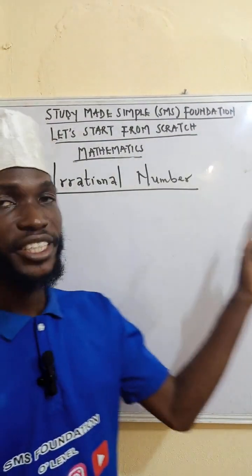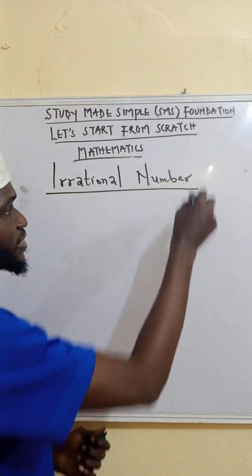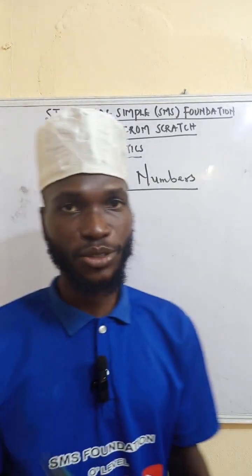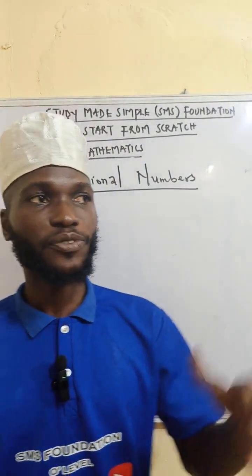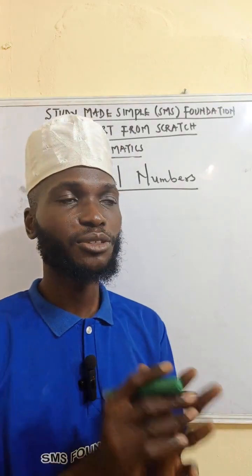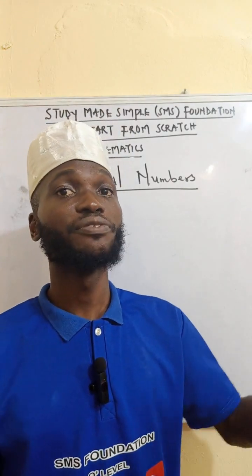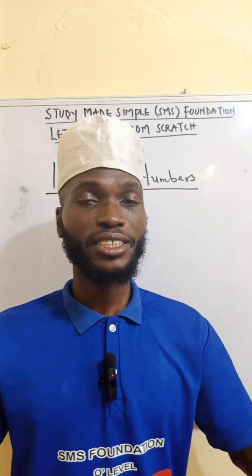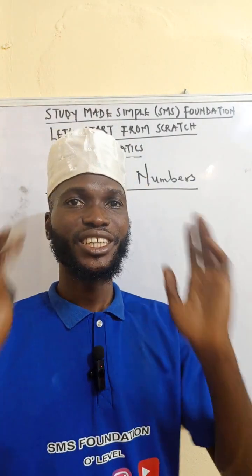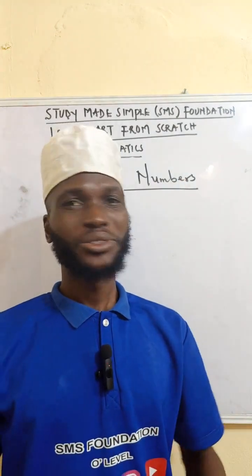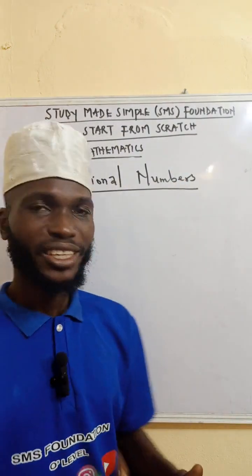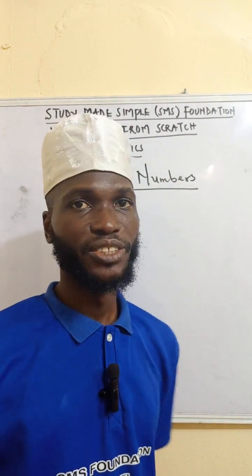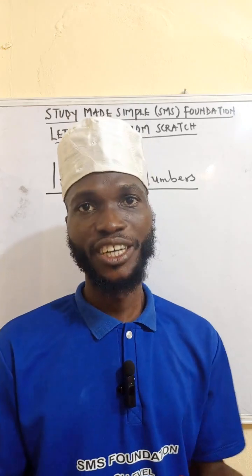Let us consider irrational numbers. Like we said for rational numbers, rational numbers are numbers that can be written in fraction. But this time around, irrational numbers are numbers that cannot be written in fraction. So this is very clear. It means irrational is the opposite of rational. Any number that cannot be written in fraction is an irrational number.